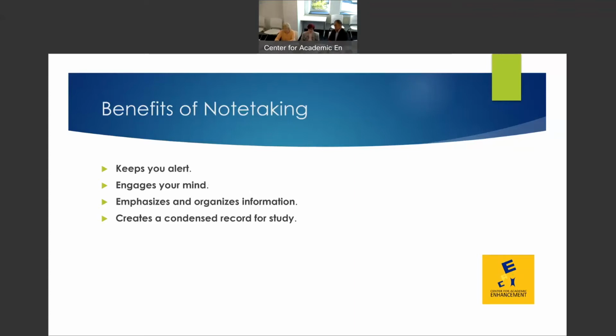One of the benefits of note-taking is that it keeps you on your toes. It keeps you alert while you are in class. And as you are writing, you are engaging not only in the classroom, you're engaging your listening skills, your mind, and also your visual skills as well. We always used to say in the old days that if you can write it, you'll remember it. In taking the notes, you are writing it down one time to be able to remember it again at a future time.